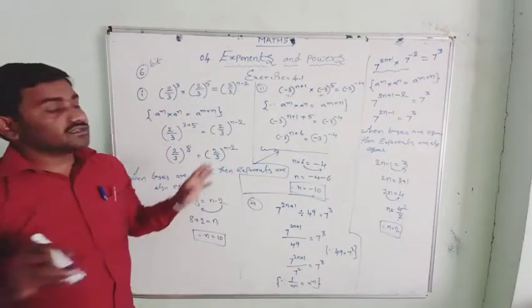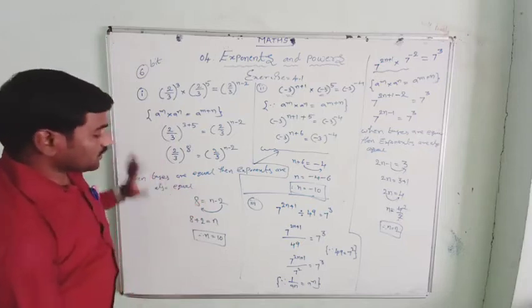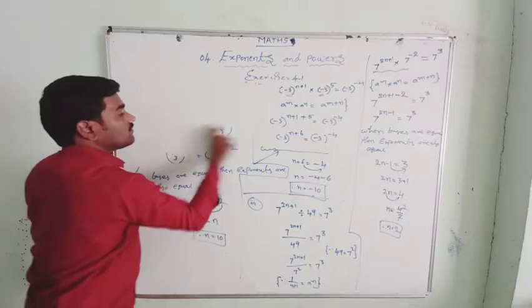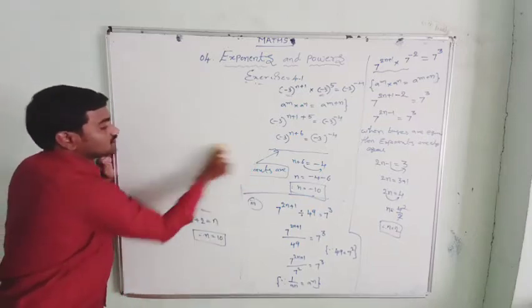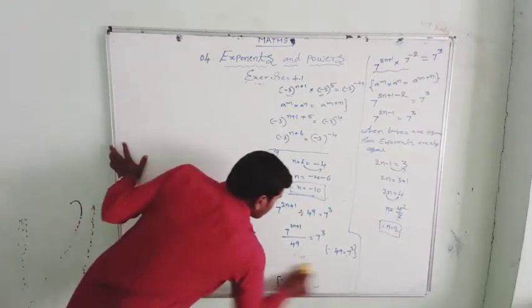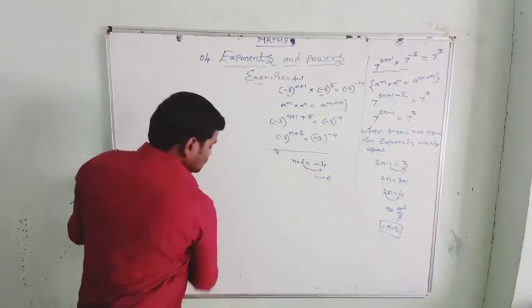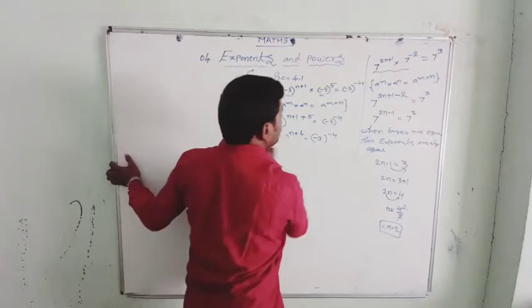So here in the sixth bit there are 3 problems. We have got the answers to all 3 problems, all the n values. In the first problem the n value is 10. In the second problem the n value is minus 10. And in the third problem the n value is 2.